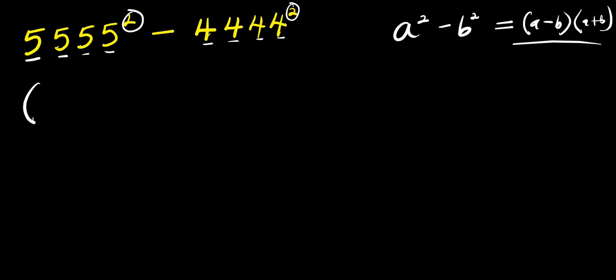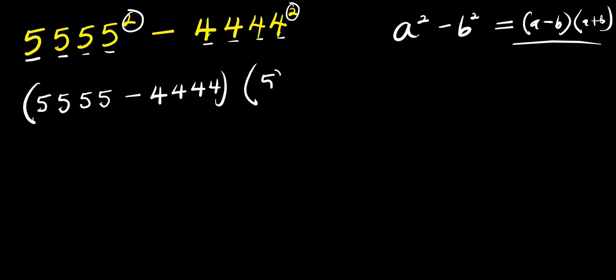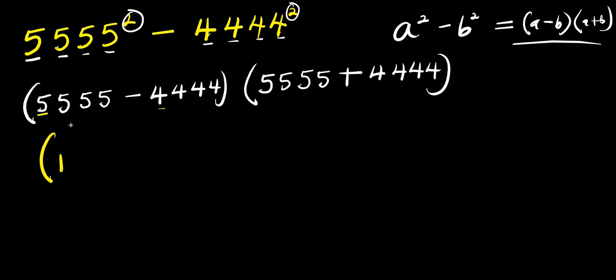So this will be 5 minus 4 times 5 plus 4. So we have 5 minus 4. This will give you 1.